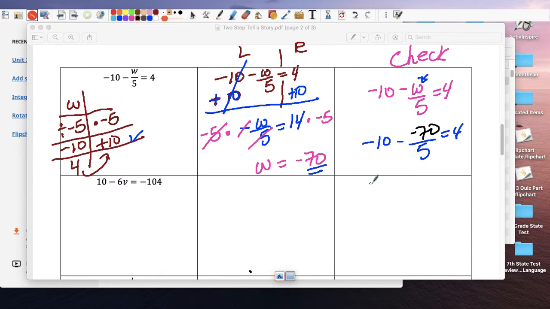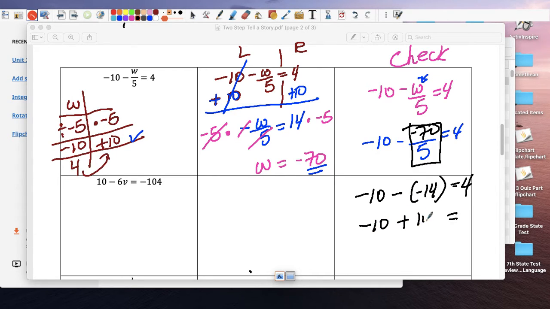So if you have a calculator, you can use a calculator. So we have -10 minus a -70. So if you think about this, -70 divided by 5 is -14. Right? Because a negative divided by a positive. So remember what we did in the first marking period, right? This is a subtraction problem. We can change it to addition. So -10 plus 14. Are they friends? No. Who's going to win? The positives. And we get 4 equals 4.